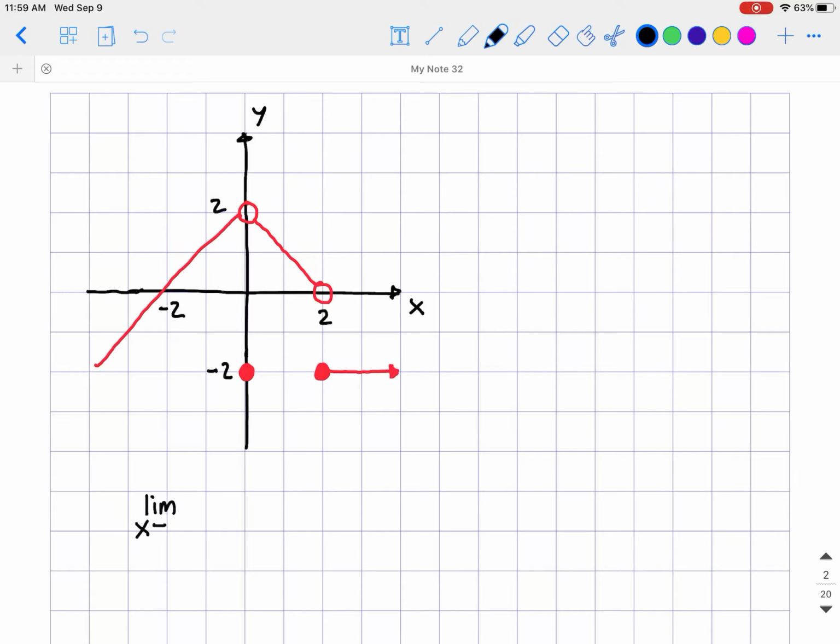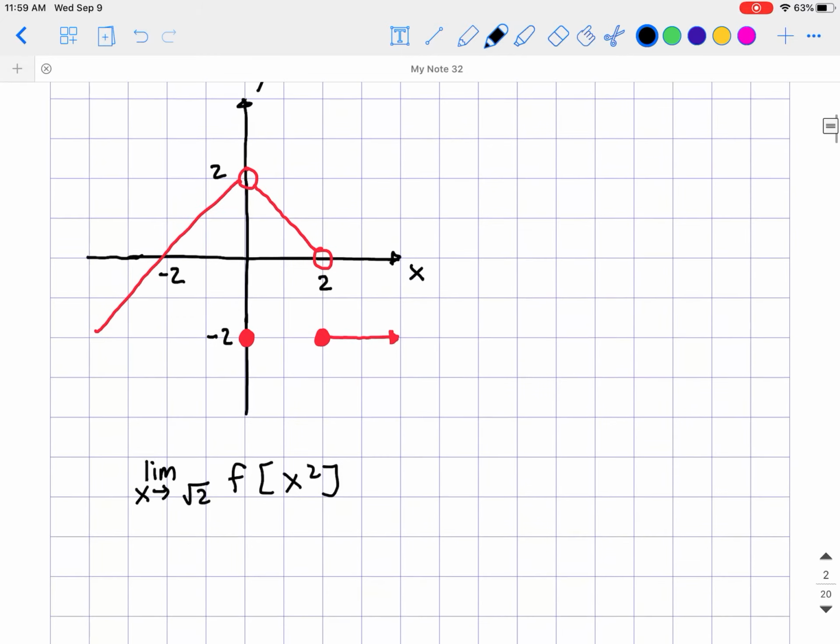So this time I'm going to say, let's go ahead and try to find the following. The limit as x approaches the square root of 2 of f of x squared. Actually, I think that's what I had in mind. Okay, so let me go ahead and erase that, and let me go ahead and write it in like this.